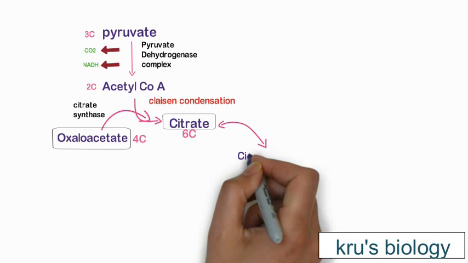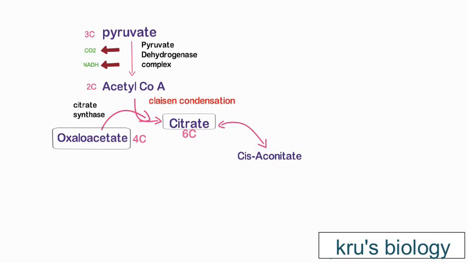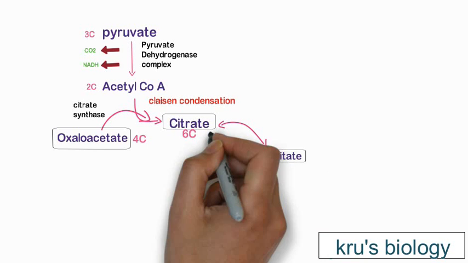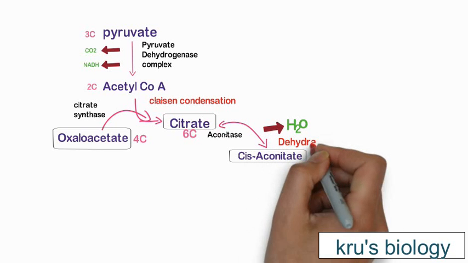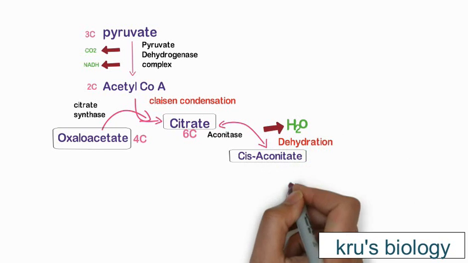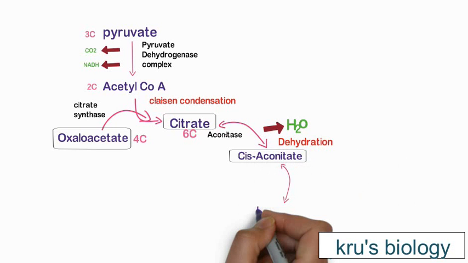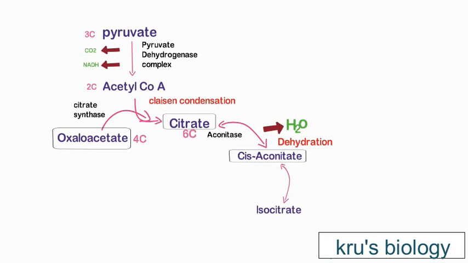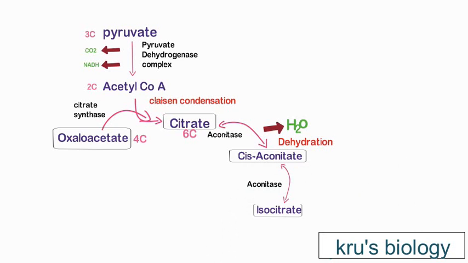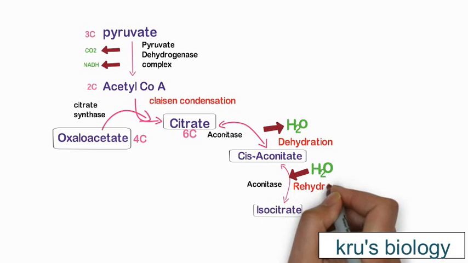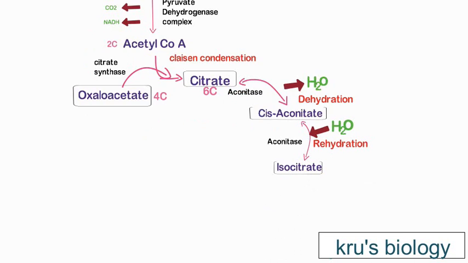Then citrate is converted into cis-aconitate by the enzyme called aconitase. This process releases one H2O molecule, so it is also called dehydration. Then cis-aconitate converts into isocitrate via the enzyme aconitase. This process is the addition of H2O and it is called rehydration.